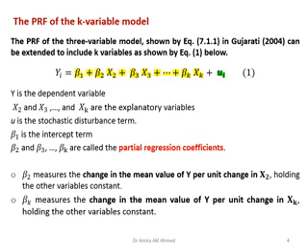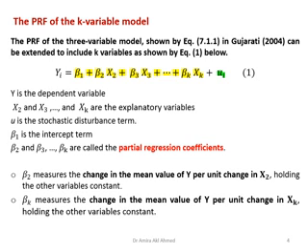The coefficients beta 2, beta 3 until beta k are called the partial regression coefficients. They measure the effect of the corresponding variable when the other variables are held constant. For example, beta 2 measures the change in the mean value of y per unit change in x2, holding the other variables constant. Later in the current lecture, we will consider numerical examples in which we regress the dependent variable on more than one regressor.